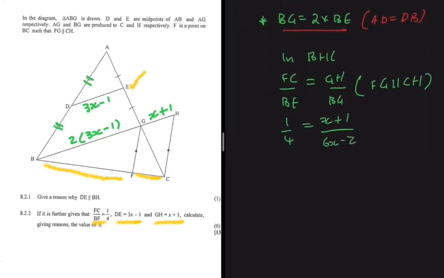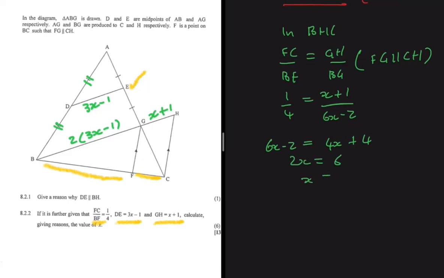Right? So now we are actually done with the conceptualization, right? We're just computing the value of x. So if we cross multiply here, we're going to get 6x minus 2 being equal to 4x plus 4. So it should be easy to see here that 2x will be equal to 6. So x should be equal to 3, right?